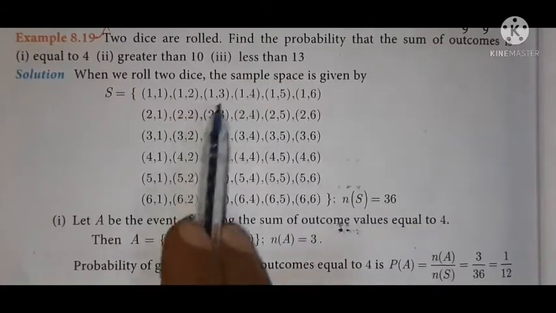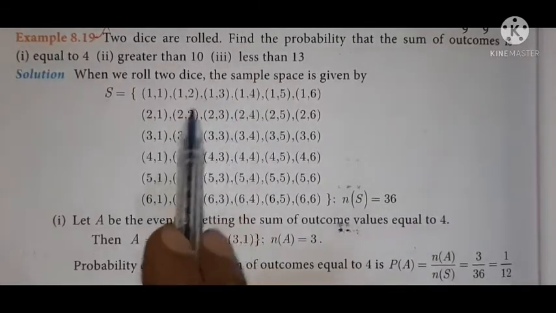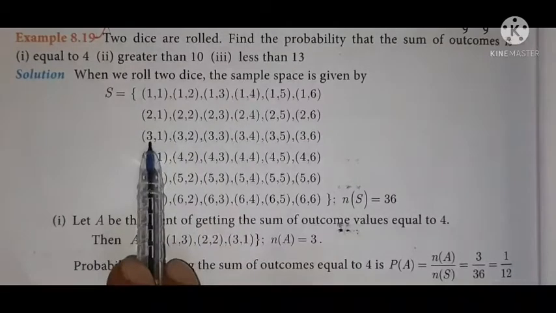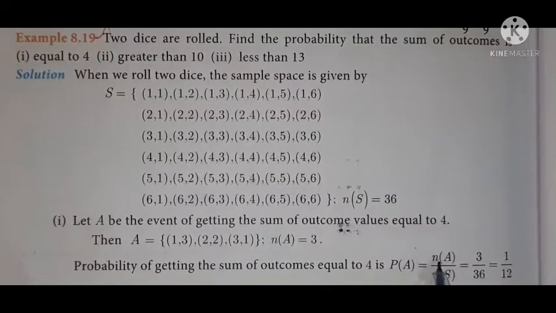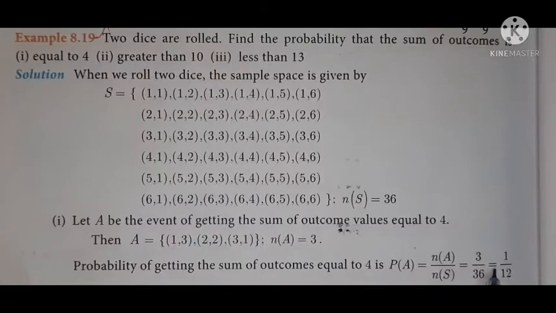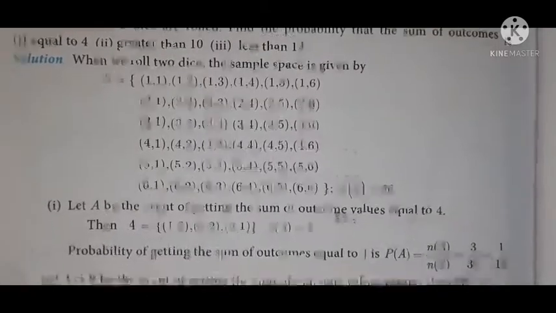First one, let A be the event of getting the sum of outcome value equal to 4. 1 plus 3, 4. 2 plus 2, 4. 3 plus 1, 4. Then A is (1,3), (2,2), (3,1). Therefore, n of A is 3. Probability of getting the sum of outcome equal to 4, P of A is equal to n of A by n of S is equal to 3 by 36. That is 1 by 12.